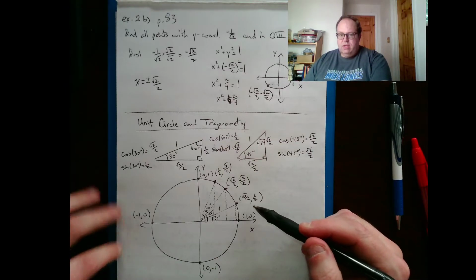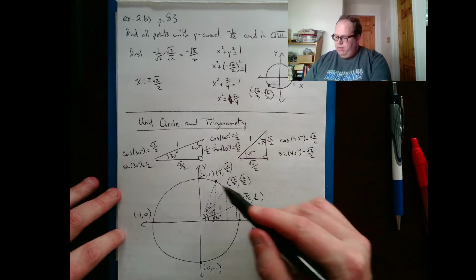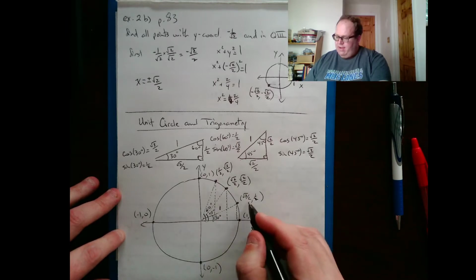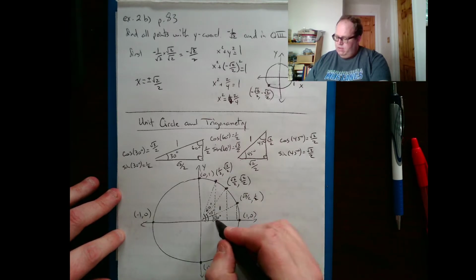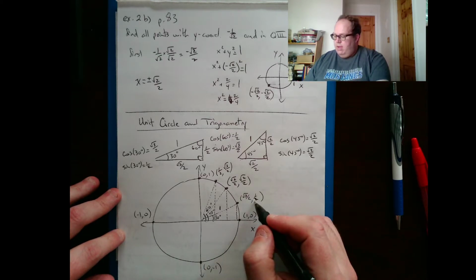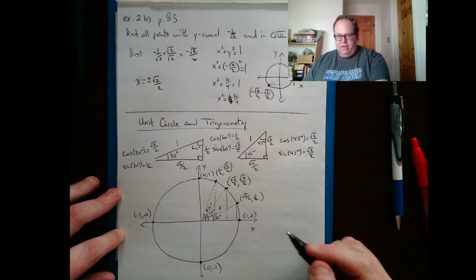So what we can see here is that for all these points on the unit circle, the x-coordinate gives you the cosine of the angle that's inscribed here, and the y-coordinate gives you the sine value of the angle that's inscribed here.